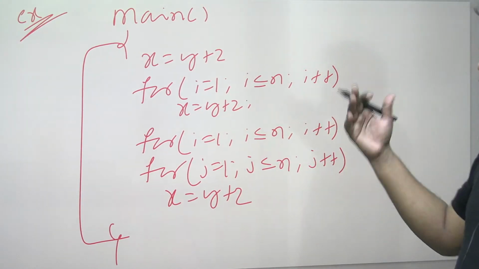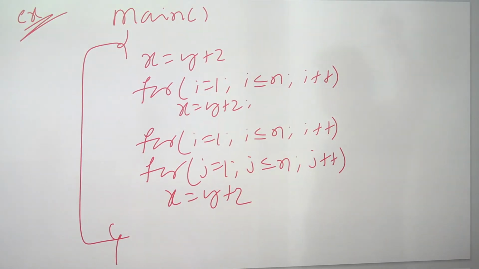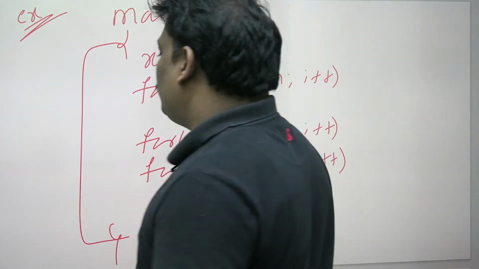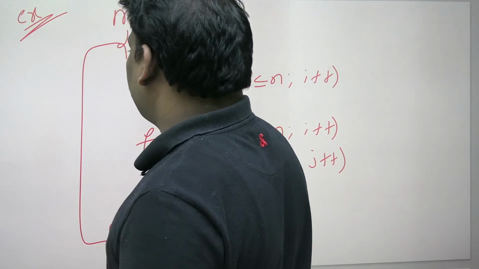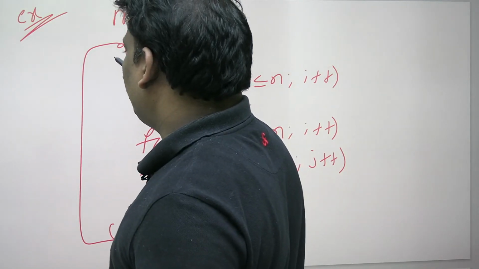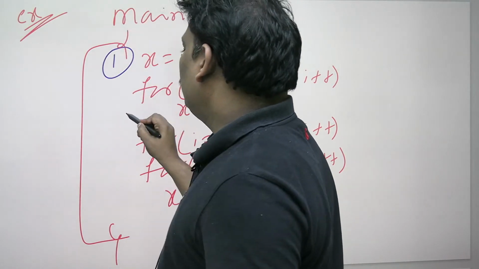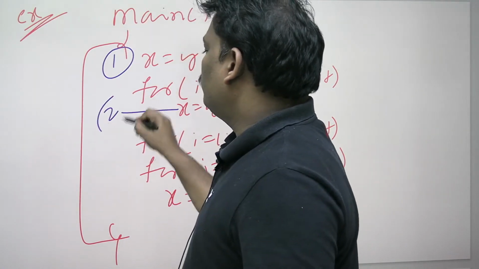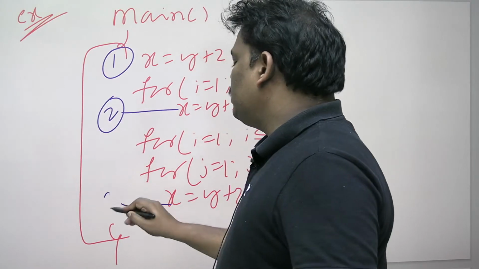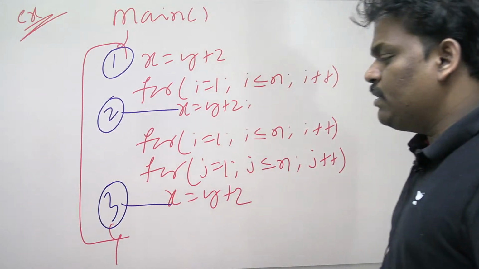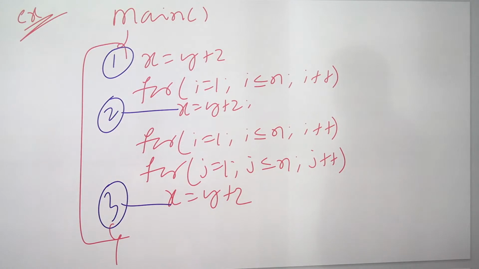Can you see what is the time complexity of this program? What is the procedure to find the time complexity of any program? Everyone listen, the procedure. Statement number 1, statement number 2, statement number 3. This program contains 3 statements.